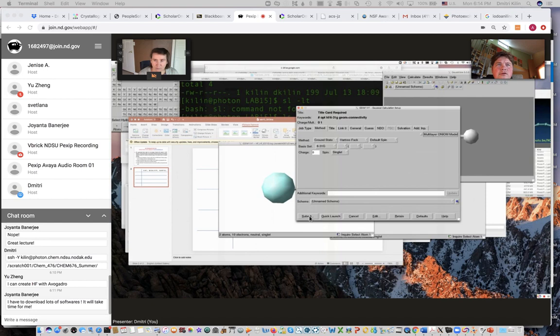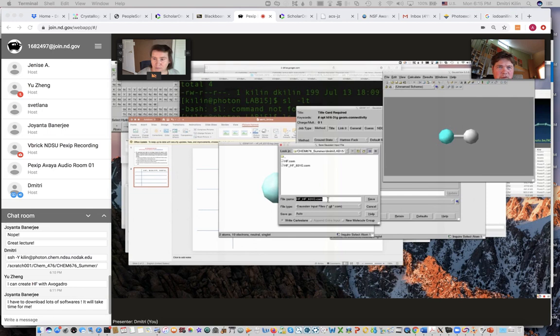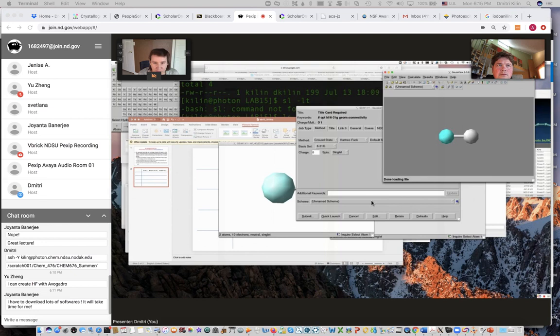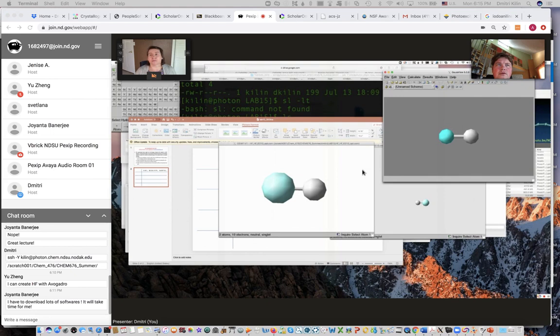Save under a different name, adding the word optimize, so that you'll be seeing the optimized geometry. And clicking save. Submit the following to Gaussian. Okay, it is immediately ready because it is a very small molecule.